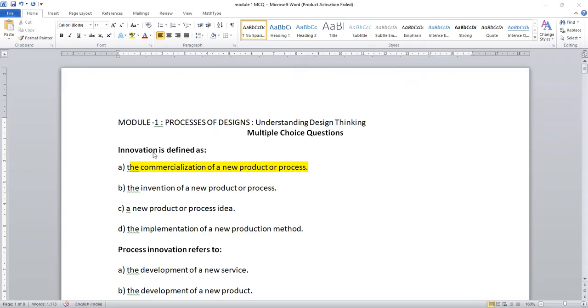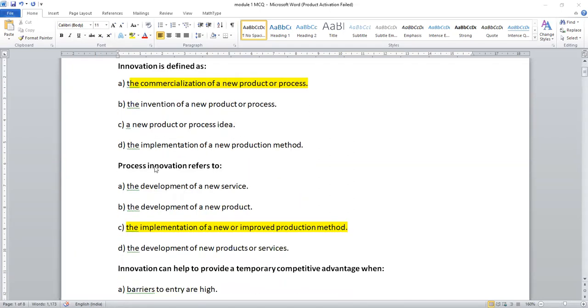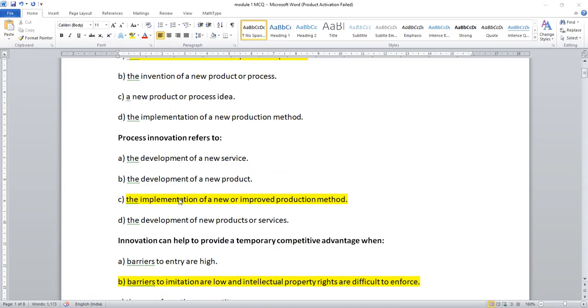Kindly go through once. The first question is, innovation is defined as, could you please identify the answer? The commercialization of a new product or process, that is called innovation. Now moving on to another question, process innovation refers to, could you please identify the answer? The right answer is implementation of a new or improved production method, that is called process innovation.